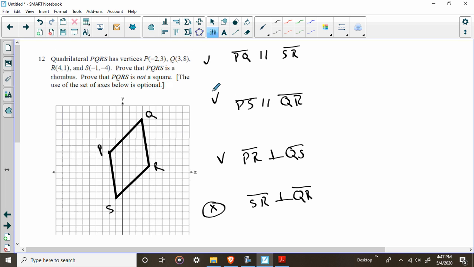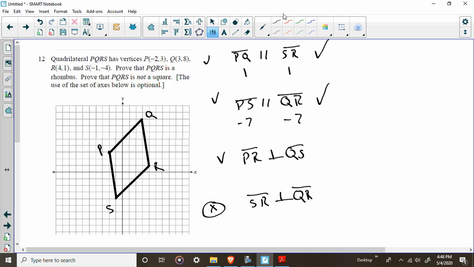Okay, so let's see, PQ, I got a slope of 1, 2, 3, 4, 5 over 1, 2, 3, 4, 5. Slope of 1. SR, 1, 2, 3, 4, 5 over 1, 2, 3, 4, 5. Okay, so those are good. Those are parallel. PS, 1, 2, 3, 4, 5, 6, 7 over 1, so I'll say slope of -7. Q to R, 1, 2, 3, 4, 5, 6, 7 over 1. Also parallel, right? Same slopes.